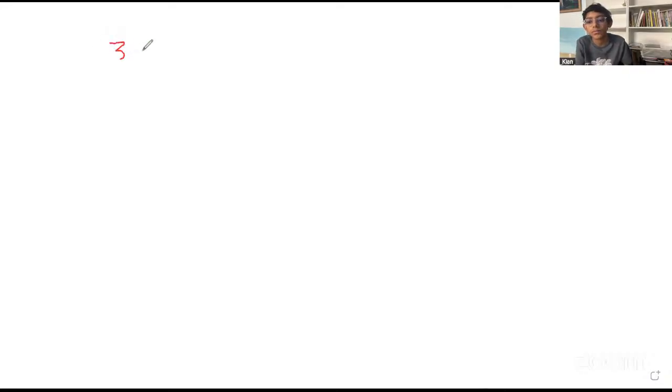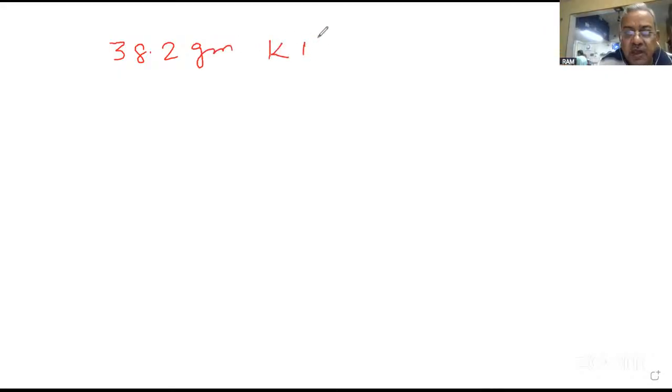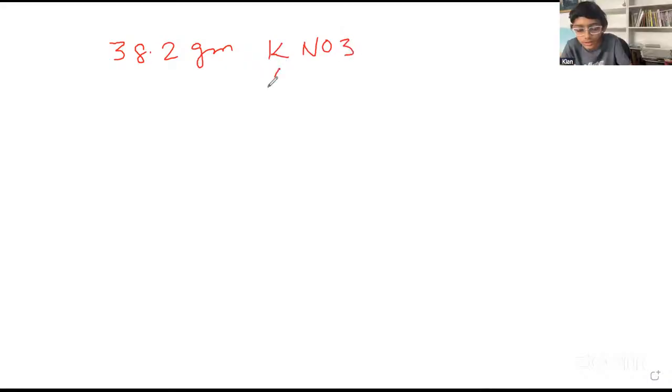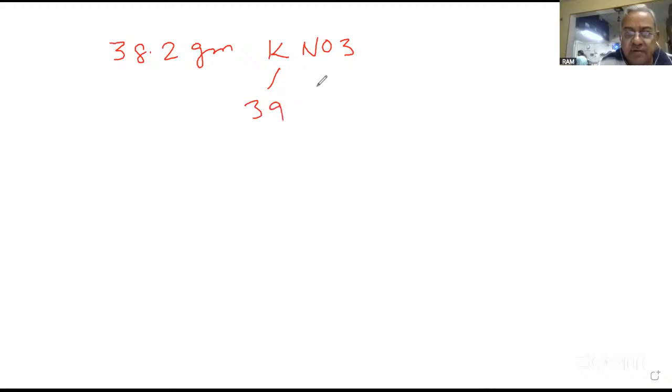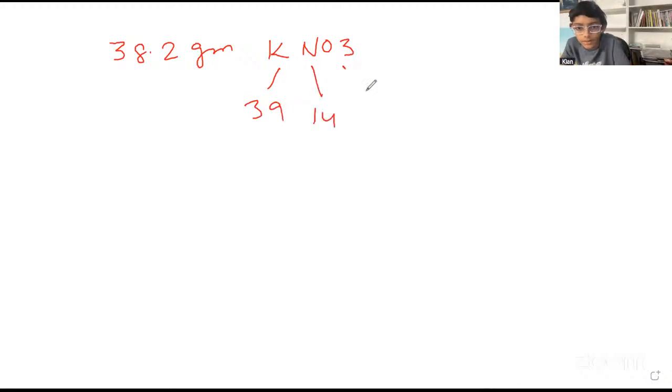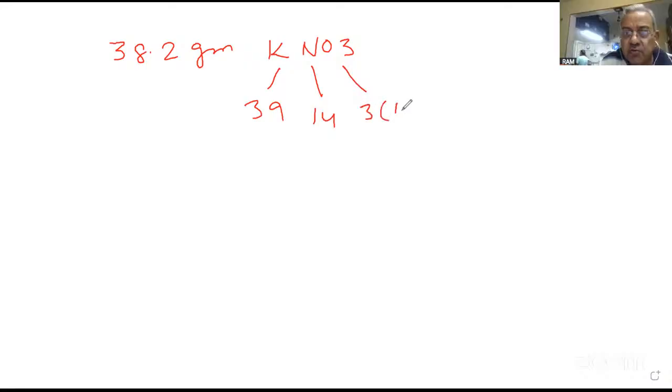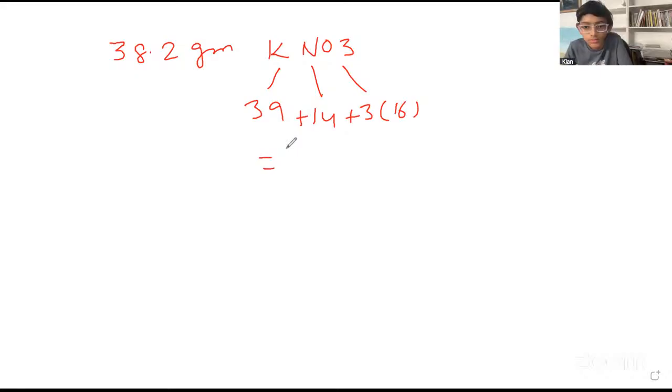38.2 grams of KNO3. What is the mass of K? K mass is 39.0898. Nitrogen is 14, and oxygen is 3 into 16, right? So calculate it, how much it comes.